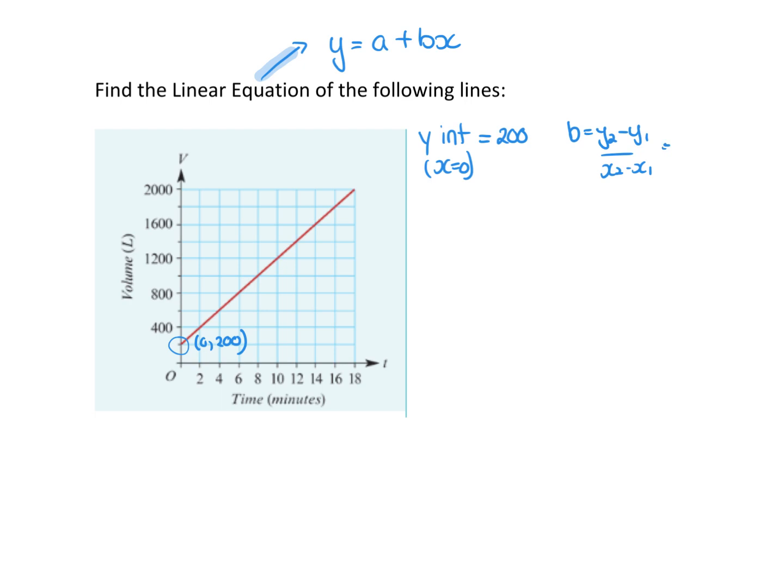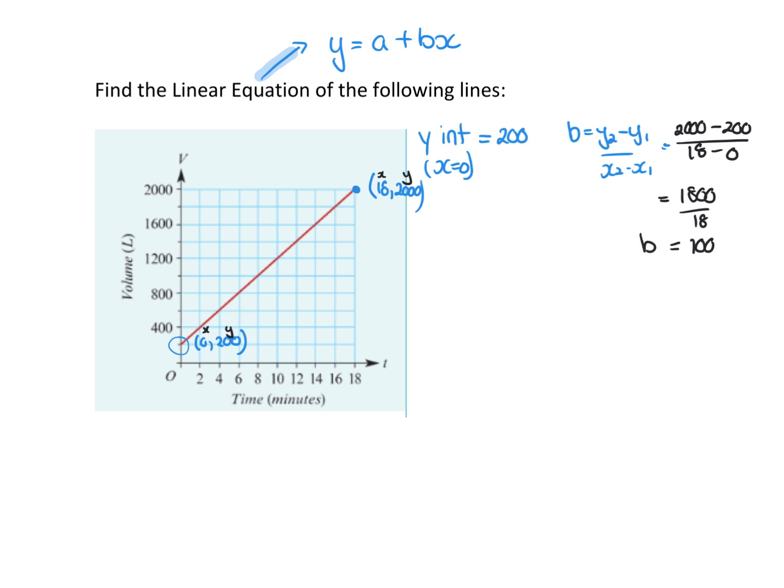Okay, so I've got 1 point. I might use another point. This one looks nice. It goes through 18 and 2000. All right, so I've got an x and a y and an x and a y. So I can say 2000 minus 200 over 18 minus 0. So we end up with 1,800 over 18, which equals 100. So we've got our B value to be 100.